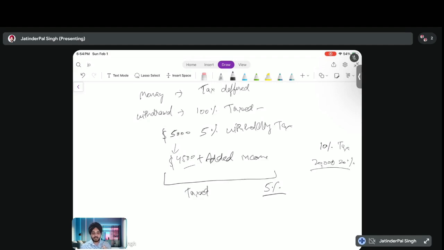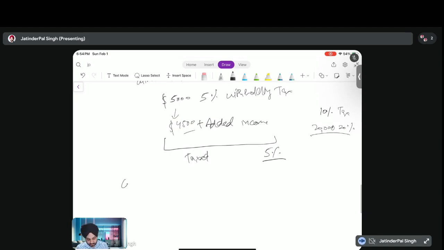They will take the tax at the time when you withdraw that money, and then it will be added to your tax in the end. So this is how withdrawal works in RRSP. So what is the contribution limit of this account?